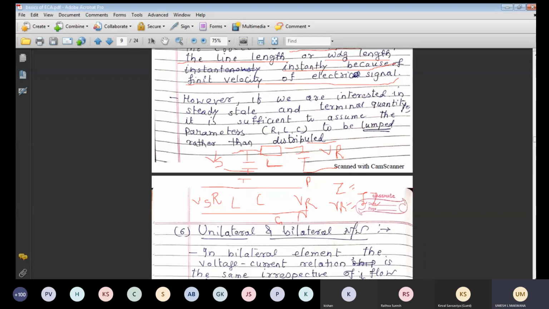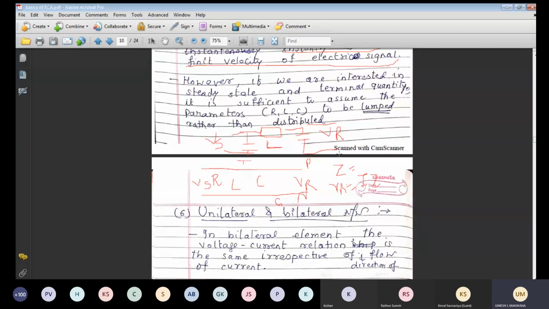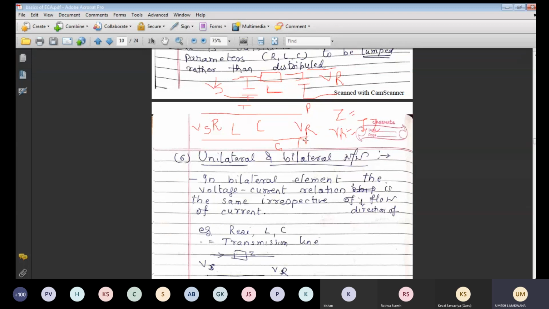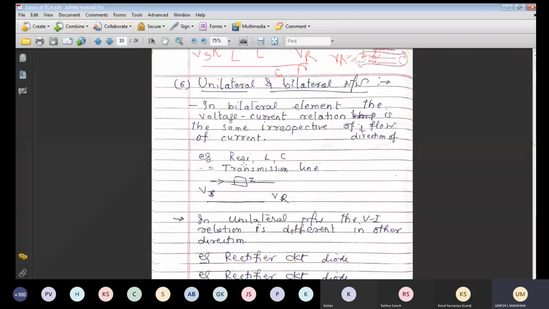Lumped at one place like this is known as the lumped parameter, and such a network is known as a lumped network. And if the network has distributed parameters, it is known as a distributed network, right? Now, other circuit networks are known as unilateral network and bilateral network. Unilateral network means in one direction, and bilateral network means in both directions.